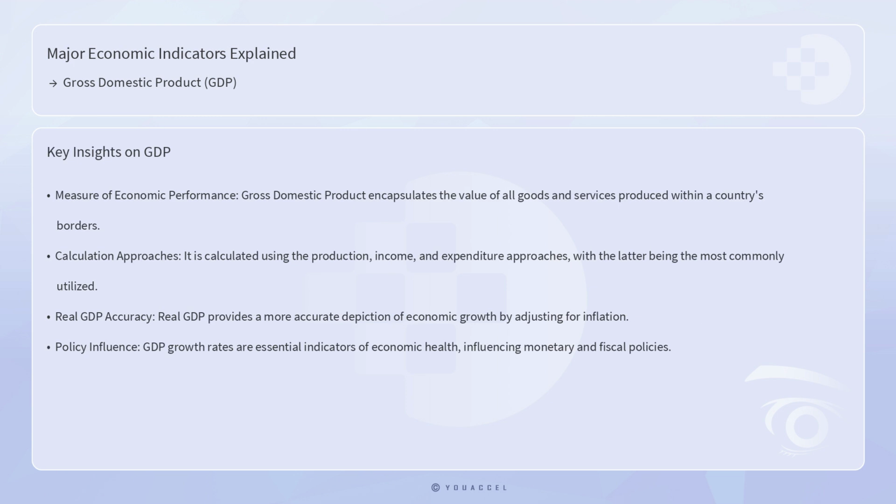In conclusion, gross domestic product is a critical measure of economic performance that encapsulates the value of all goods and services produced within a country's borders. It is calculated using the production, income, and expenditure approaches, with the latter being the most commonly utilized. GDP can be expressed in nominal or real terms, with real GDP providing a more accurate depiction of economic growth by adjusting for inflation. GDP growth rates are essential indicators of economic health, influencing monetary and fiscal policies.